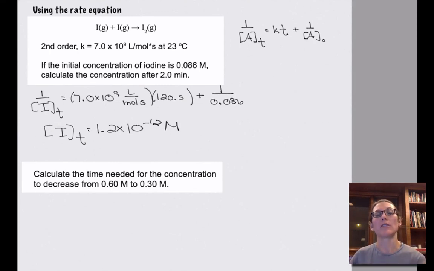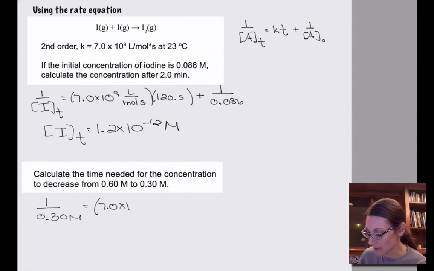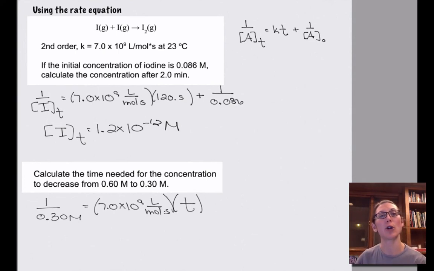Similarly, we can use the integrated rate law to calculate the time needed for the concentration to change by a certain amount. So on this second one, down here, we know that my final concentration is going to be 0.30 molar. We know that we have the same rate constant because it's the same reaction. So I've got 7.0 times 10 to the 9th liters per mole second at this temperature. I'm trying to solve for the amount of time it takes to go from 0.6 to 0.3 molar. And then I'll do 1 over my initial concentration, 0.60 molar.